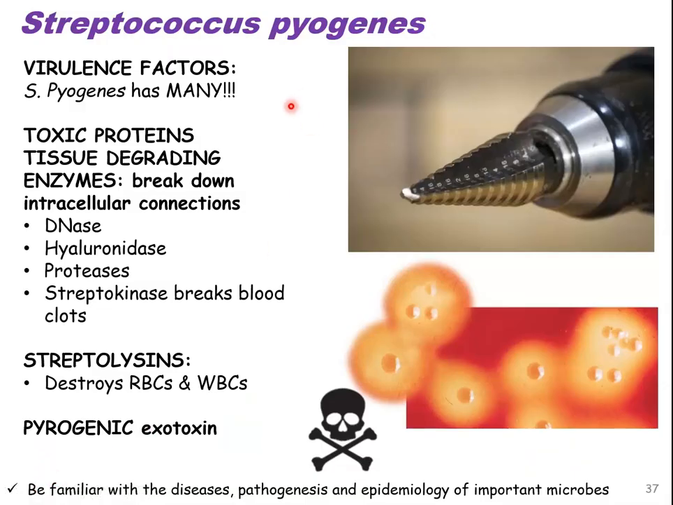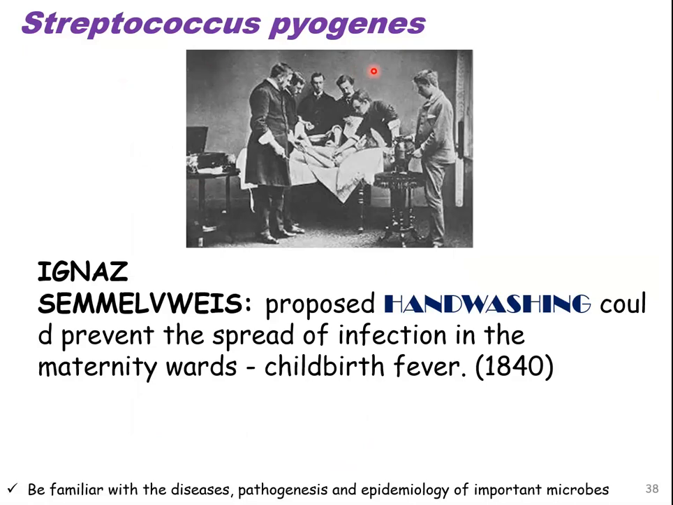Oh, they have more. There's more. Toxic proteins, the tissue-degrading enzymes. Once again, we have DNase, hyaluronidase, proteases. Streptokinase is a special type of cytotoxin, going to break down blood clots. And then they have streptolysins, which destroy red blood cells and white blood cells. And of course, we already talked about that pyrogenic exotoxin in scarlet fever. Also, Streptococcus pyogenes, remember our good buddy Ignaz Semmelweis, when he studied childbirth or childbed fever or puerperal fever. Yeah, Streptococcus pyogenes also causes that.